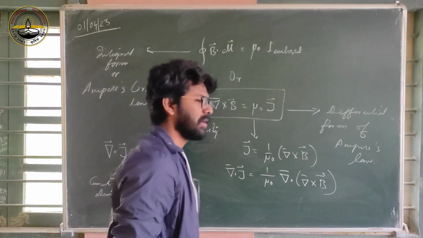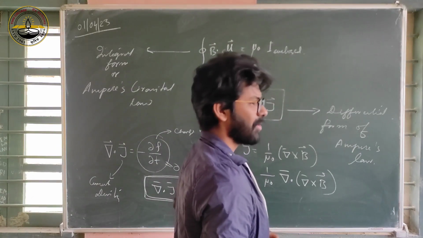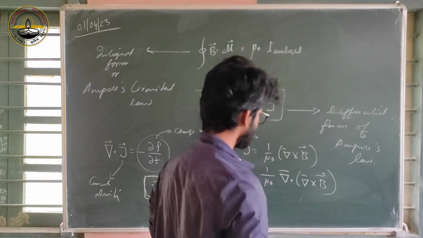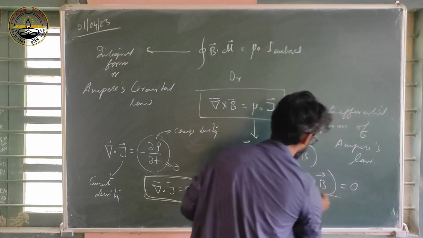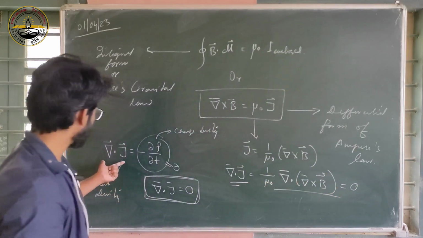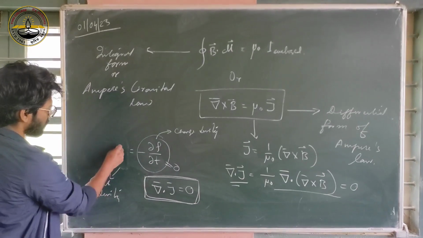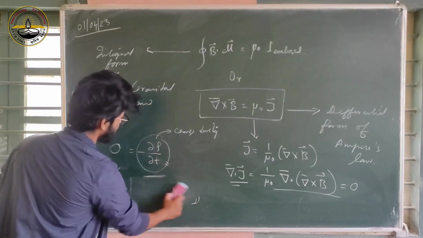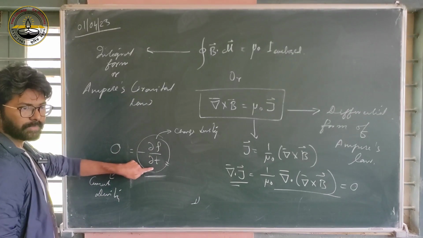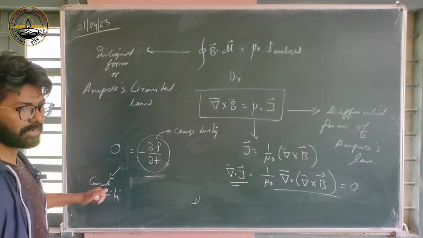What is the divergence of a curl? Divergence of a curl is 0, always 0. So this part is identically 0. Therefore, del dot J is 0. When del dot J is 0, it means del rho del T is 0. So the charge density is not changing with time, and this implies steady current.